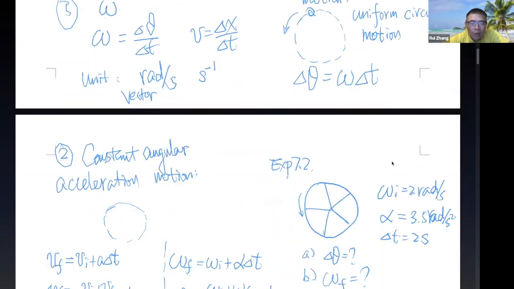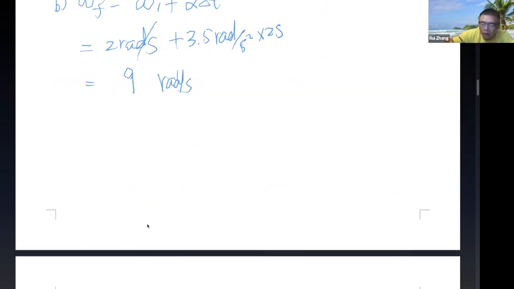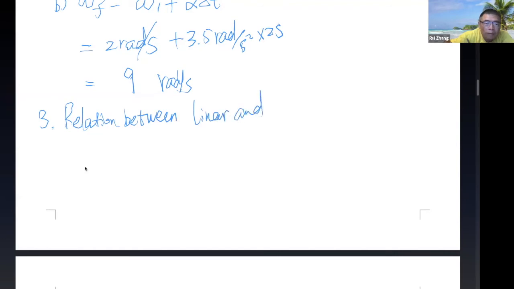So today, let's do another part, and then we'll see whether we can do an exercise on this. The third part is called the relation between linear and angular quantities. This is the last part before we go to a little bit of dynamics of this chapter.